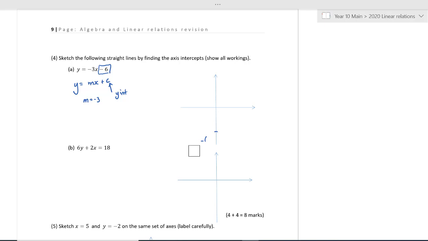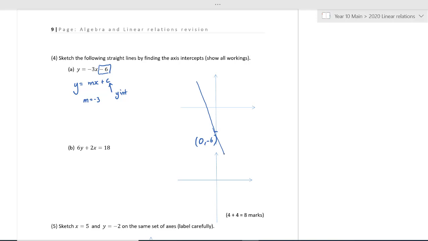we're going to call that (0, -6). And if you like, we know that it's going to be a negative gradient. So let's sketch a line, something like that. Now, we've got to find the x-intercept.